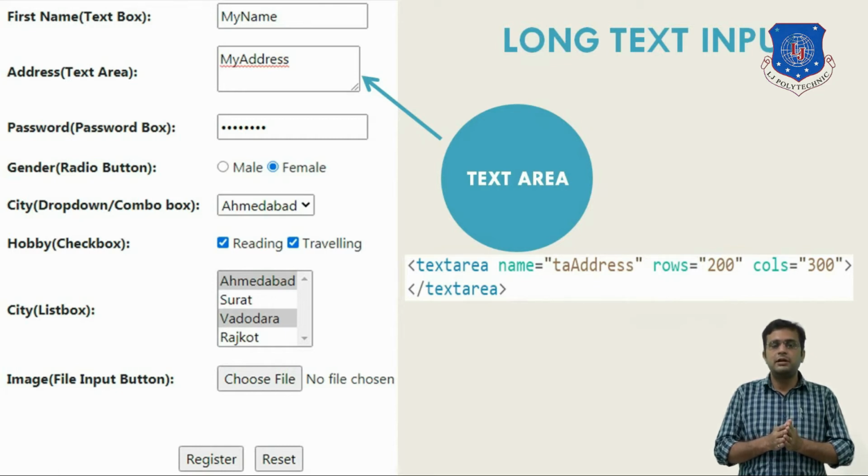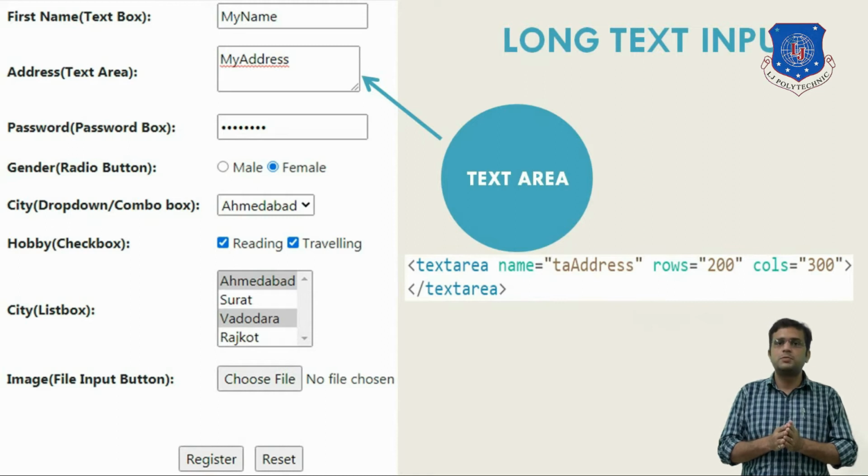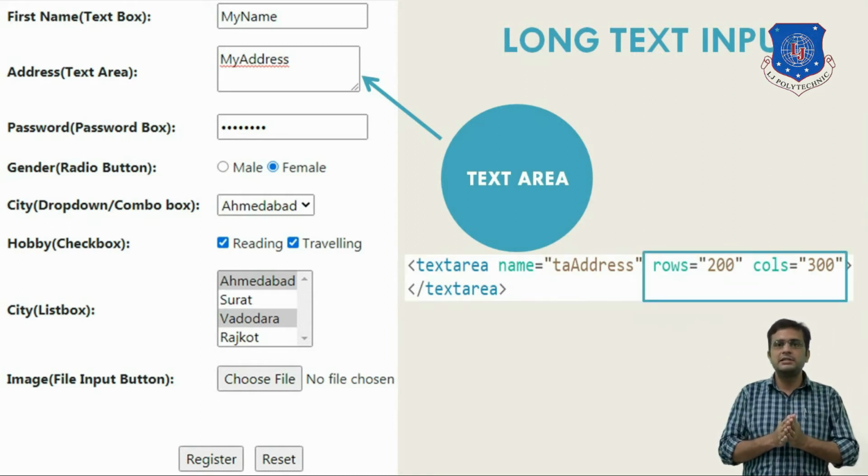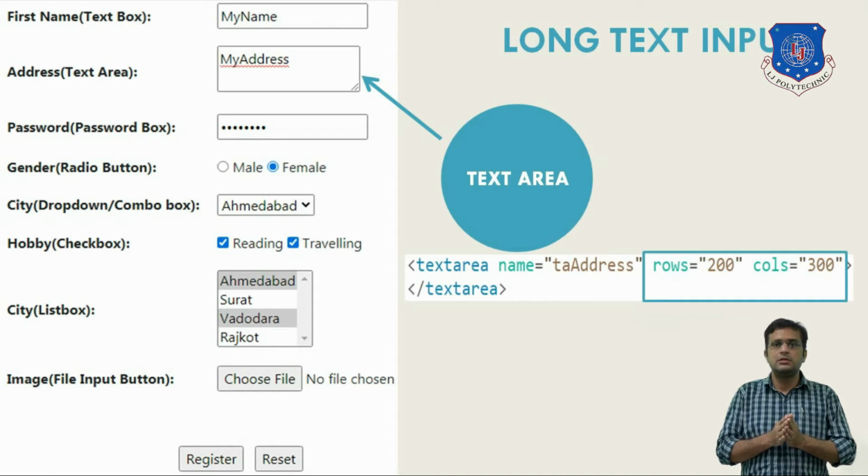So by default, text area accepts text input which is quite longer in length. You can also set the size of text area using rows and columns properties like this. You can set these properties to whichever height and width you want in pixels. So this is how you can create a text area to create longer text input.